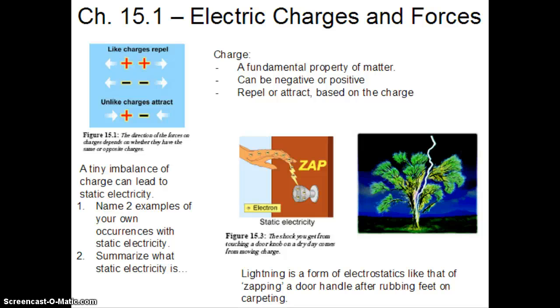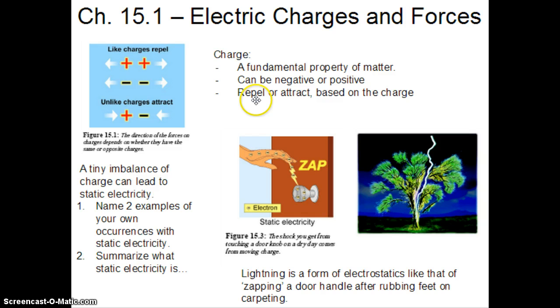This lecture is going to be on electric charges and forces involving electrostatics. Here it's important that we realize the real basics go a long way: that like charges will repel and unlike charges will attract. When we look at charge, we're really looking at a fundamental property of matter, and it's going to be only negative or positive. I guess one could argue that neutrality would be a zero net charge.